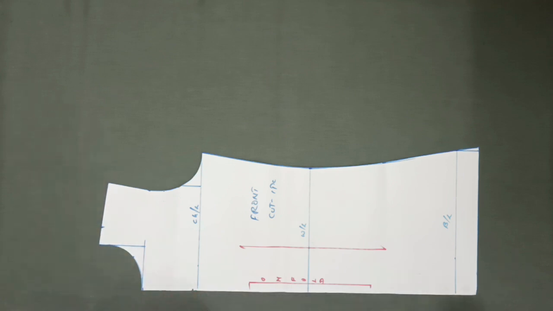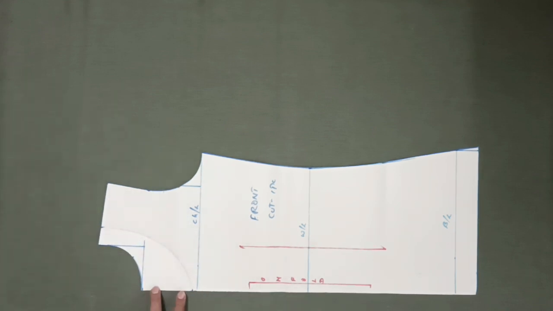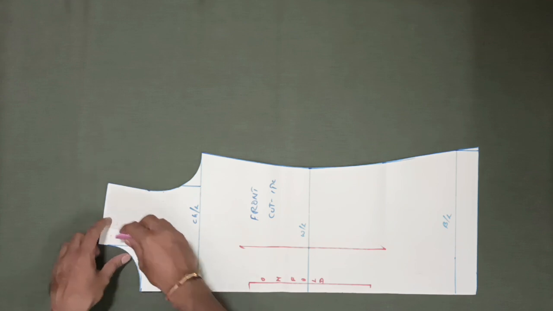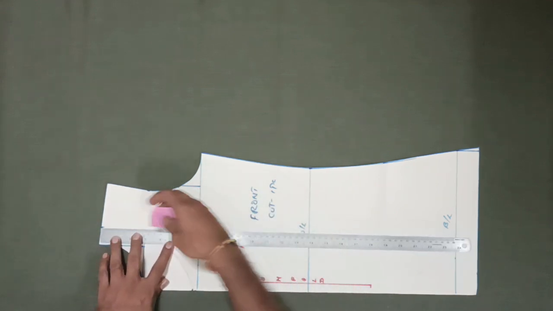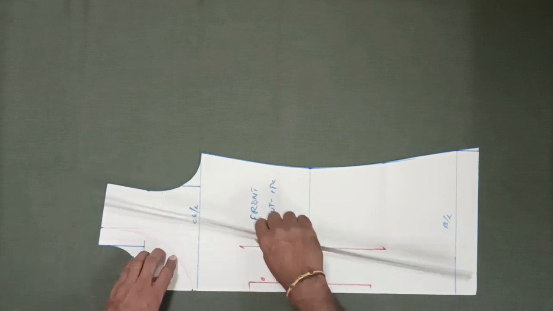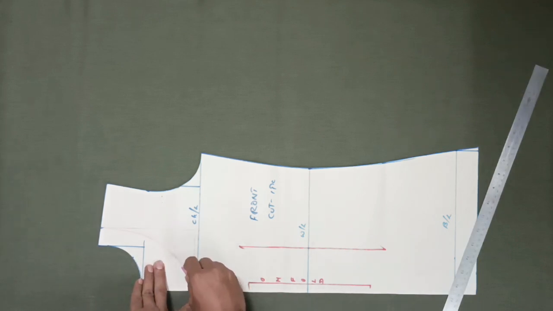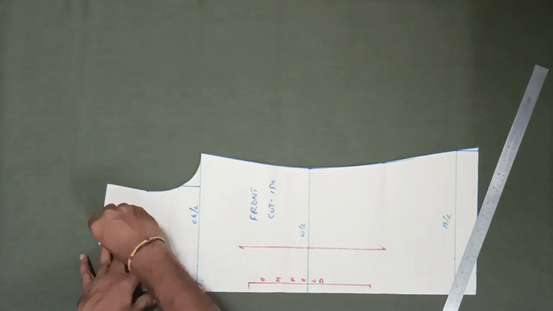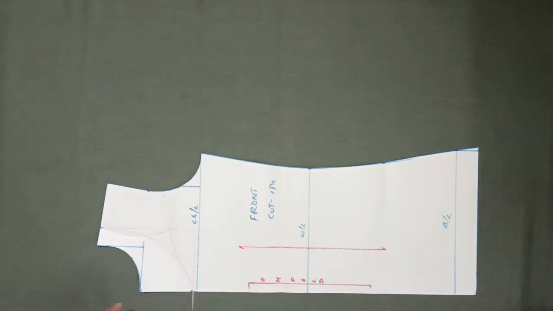Now you can mark, for example, I want a V-neck, so I can mark a V-neck here. If I want a square neck, I'll just draw a straight line from the mark that I made at the shoulder and mark the square neck. Or if I want a sweetheart neck, I'll just mark the sweetheart neck. All these neck variations come under the symmetrical necklines. So these are the changes.